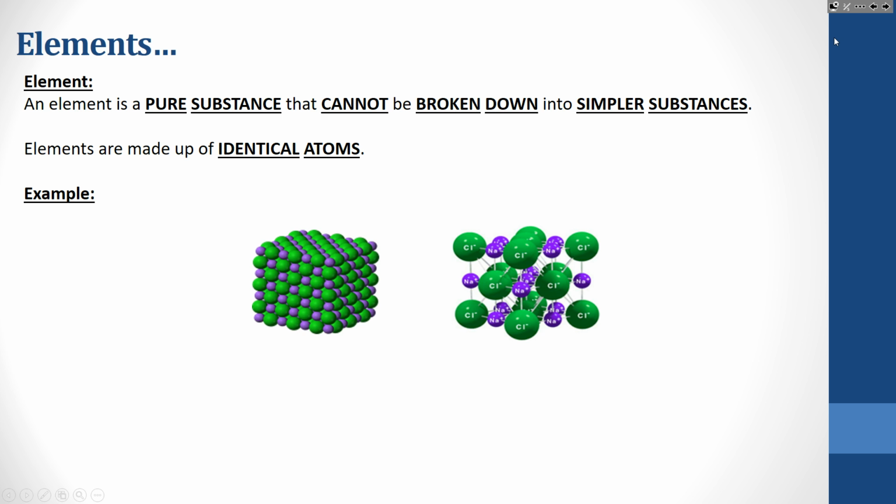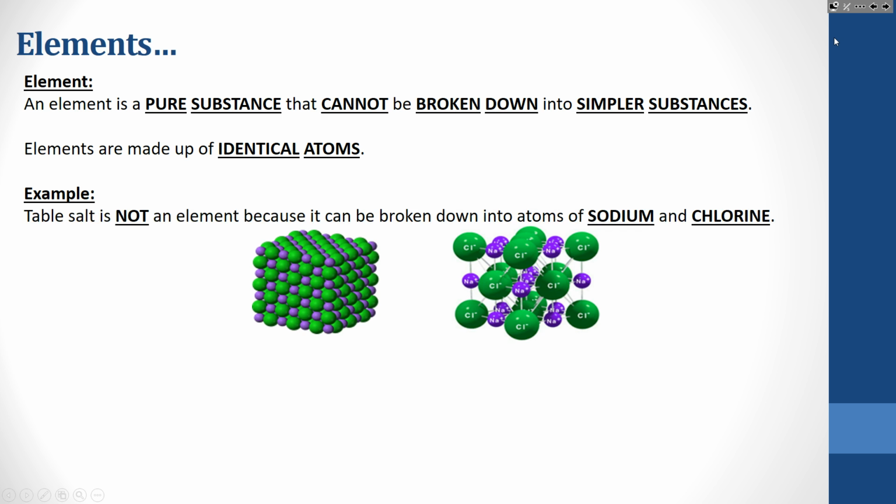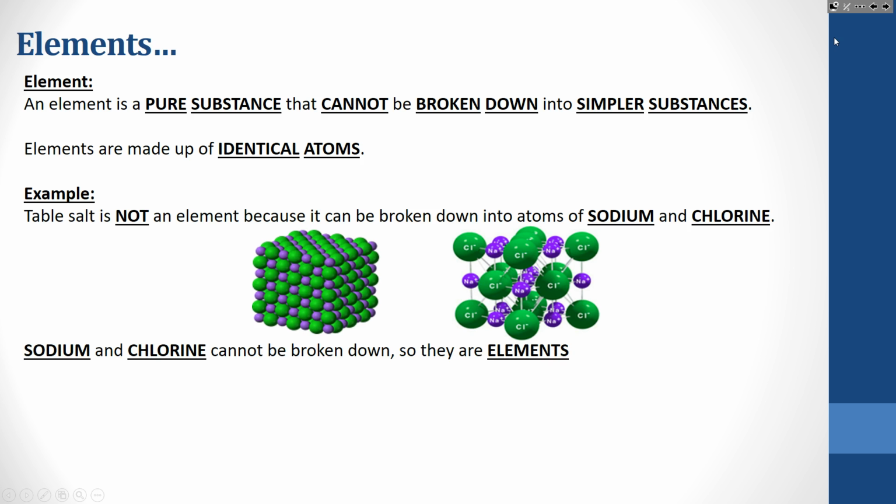Now you can have something like table salt, for example, and table salt is a compound made of sodium atoms and chlorine atoms. And since it's made of different types of atoms, it's not an element. Salt is not an element. You will not find salt on the periodic table, but you will find sodium and you will find chlorine. So those are the atoms that make up this molecular compound. So sodium and chlorine, if we take them apart, now we have atoms of sodium, atoms of chlorine. You can't break those down any further into different things, so they are now elements.